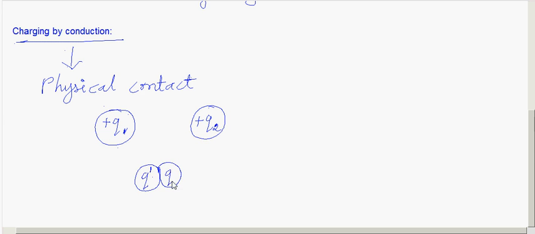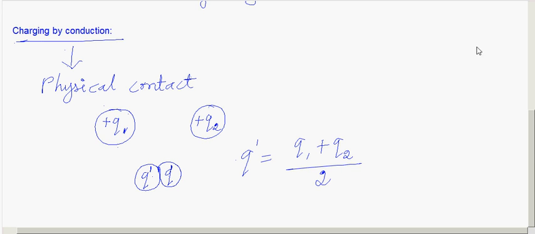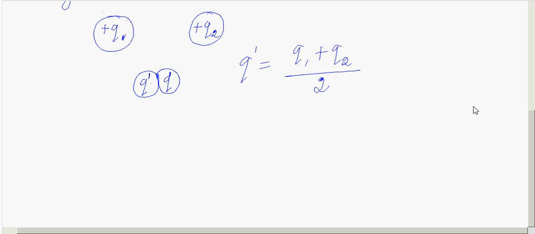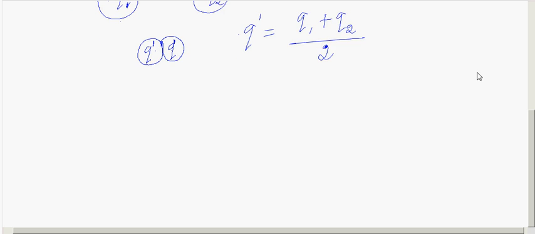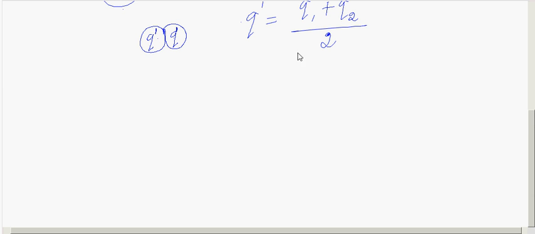So this body loses electrons, positively charged. This body gains electrons, negatively charged. So this is how a body can be charged by friction.